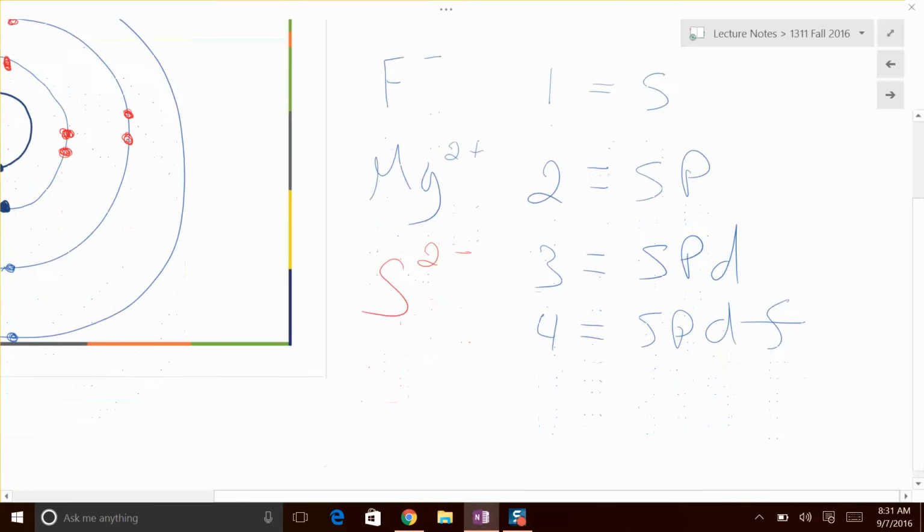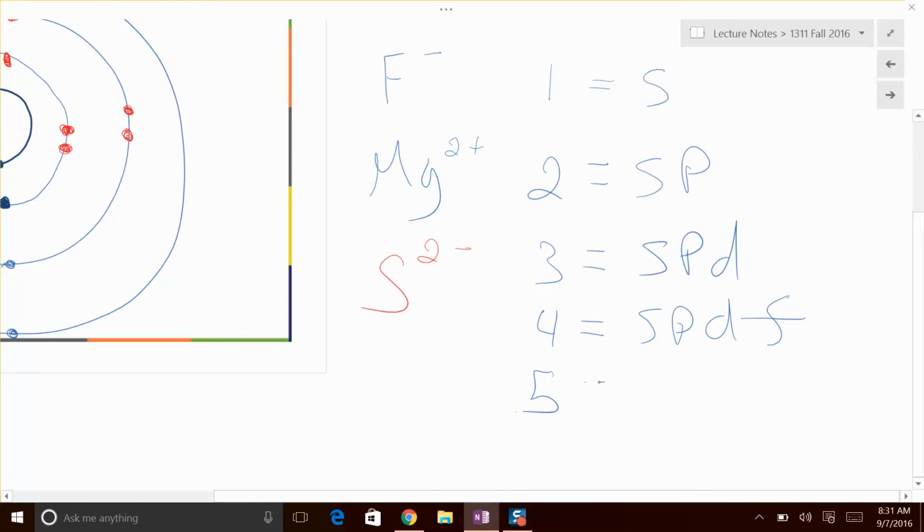How many sub-energy levels do you think the fifth principal energy level has? 5. S, P, D, F, and G. There is no G on the periodic table. You would never get there. Okay? We would never fill a G ever. Okay? So the fifth energy level and beyond will never be full. Only the fourth will ever be full. Okay? So these are the sub-energy levels of the principal energy levels, and so forth. All right?